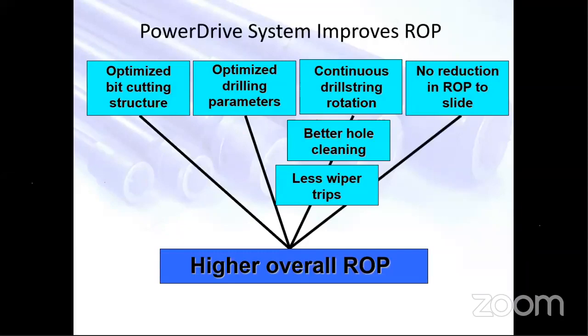As we mentioned already, the power drive system improves ROP since we keep rotating, which gives an optimized bit cutting structure, optimized drilling parameters, continuous drill string rotation, no reduction in ROP to slide, better hole cleaning, and fewer wiper trips, which means higher overall ROP.